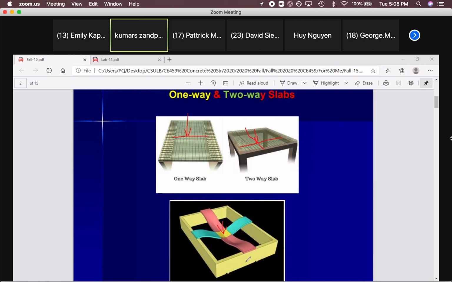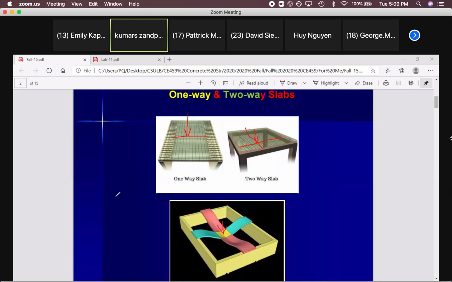If there is no beam or wall or support here, you just have to remove this pink strip because there is no support here. So the whole load will go to the blue side only. It should be one way. But if we have both sides, the load will be transferred to both sides.